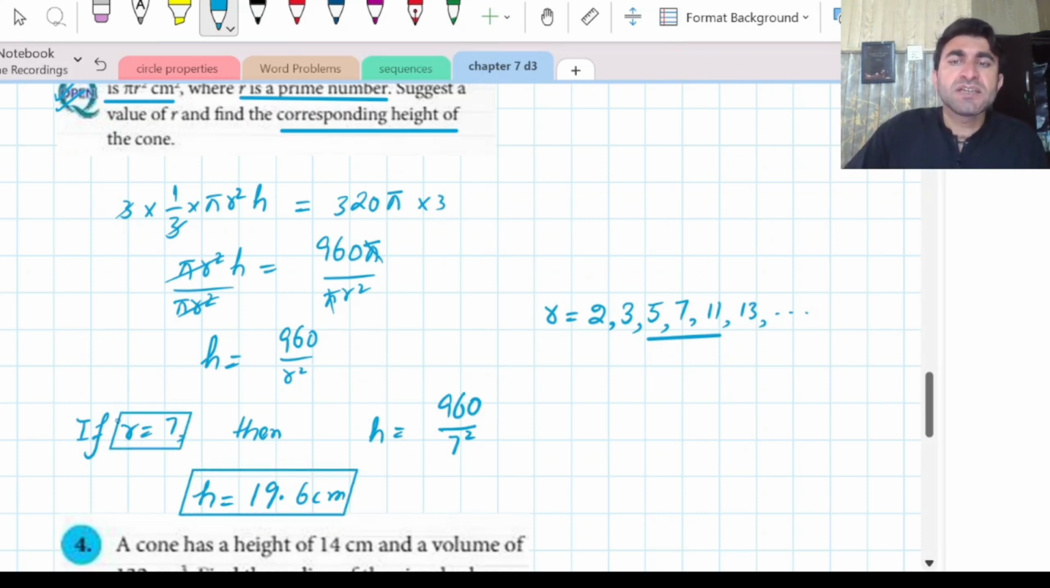And if we change the value of radius, if I take the value of radius as 5, the height will be greater than this, and if I take the value of r as 11, the height will be smaller than this. So this was question number 3.